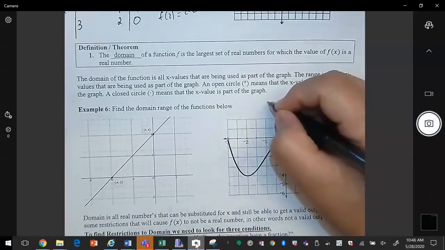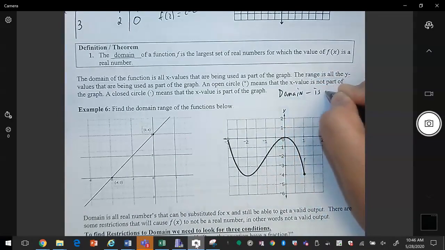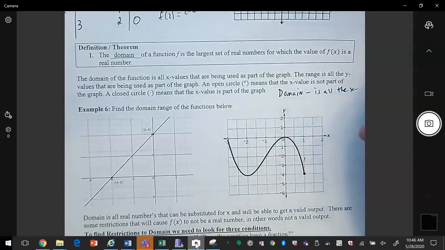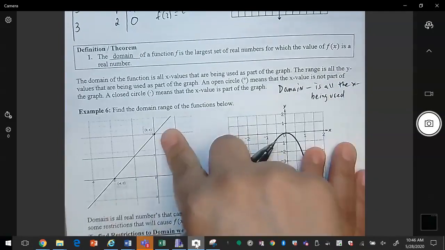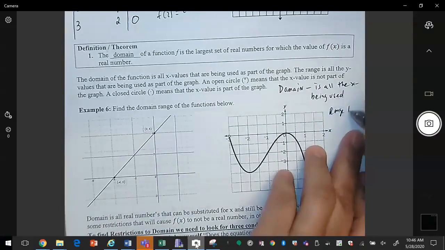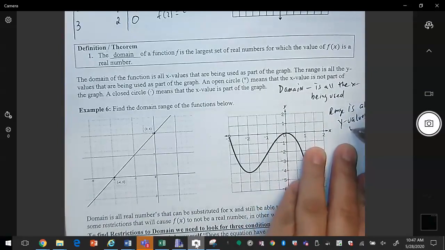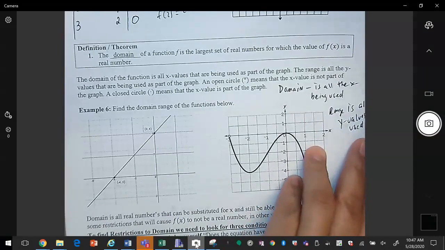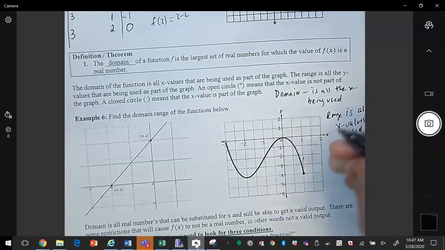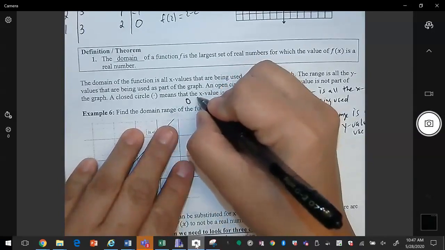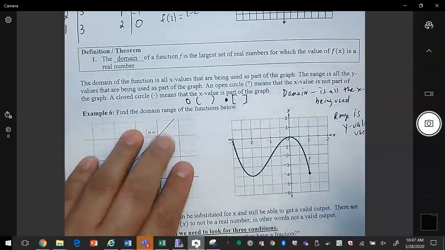So basically, what you want to think about is the domain is all the x's being used to make this graph. And then the range is all the y values that are being used to make up the graph. And another important thing is if you have an open circle, we're going to use parentheses when we write domain. If you have a closed circle, we're going to use brackets.